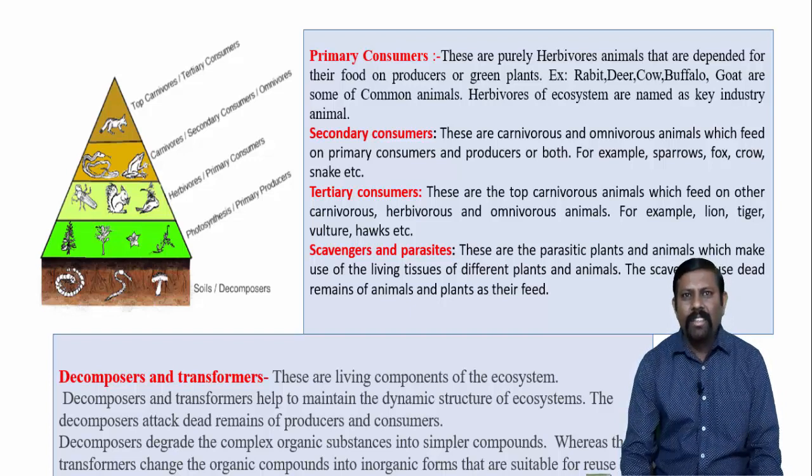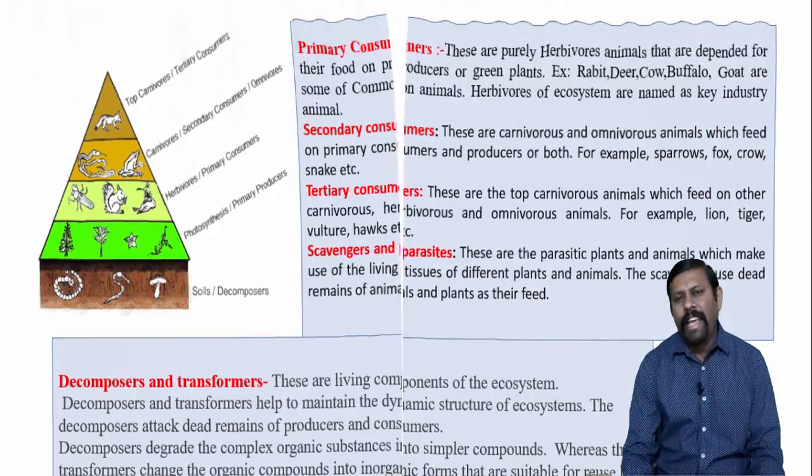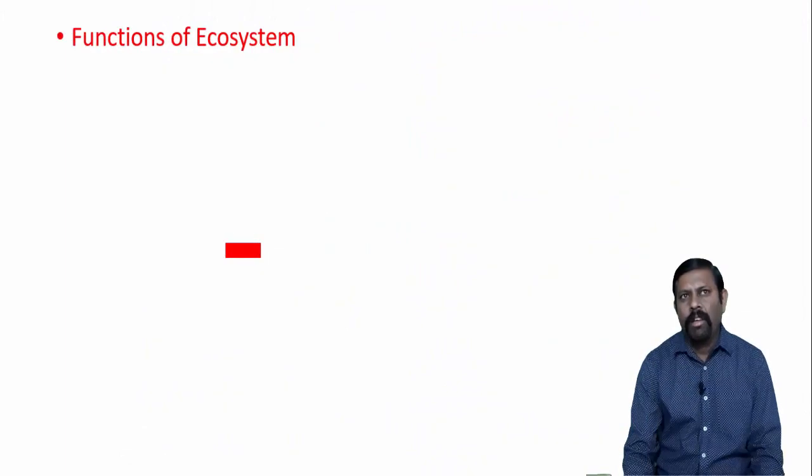Decomposers degrade complex organic substances into simpler compounds, whereas transformers change the organic compounds into inorganic forms that are suitable for reuse by the producers or green plants. For example, fungi and bacteria. So this is the diagram of the ecosystem.